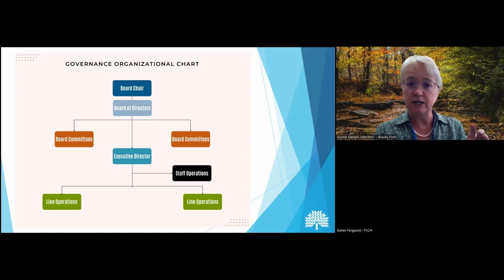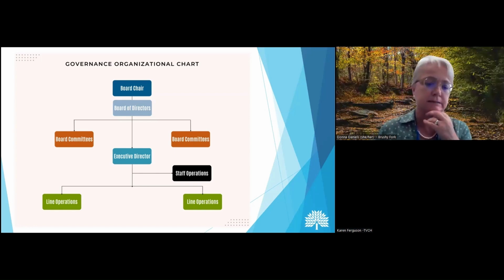Under no situation should board members be going to staff of an organization and making demands of staff or telling staff to change the way they're doing things. All of that kind of staff operations, what we're calling line operations, which would be programming operations in an organization, should come down through the executive director. So the executive director is overseeing those things.